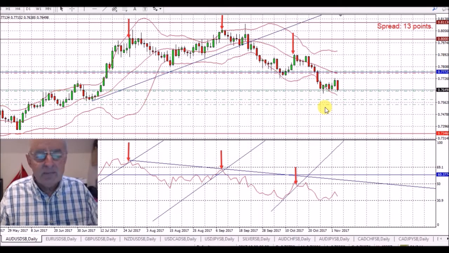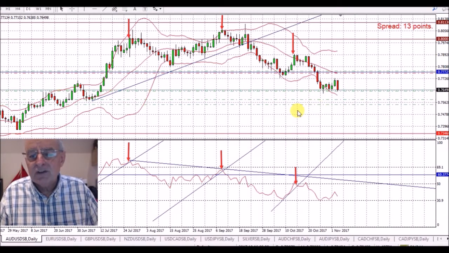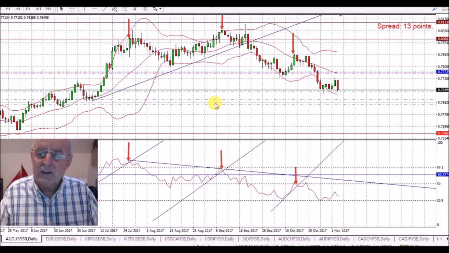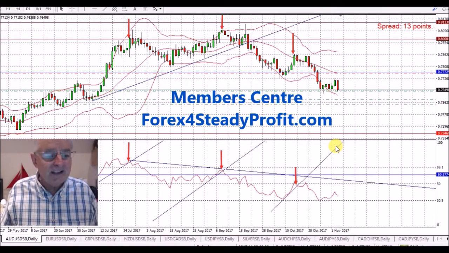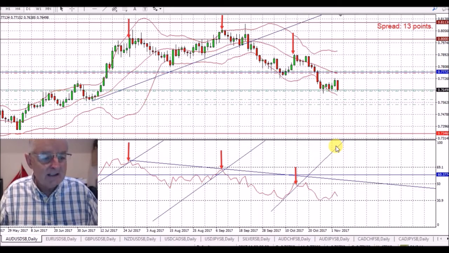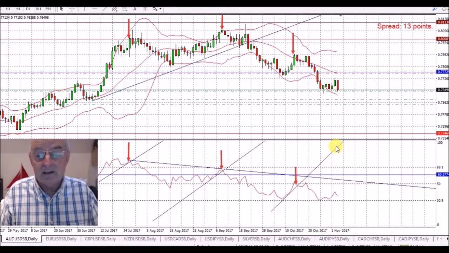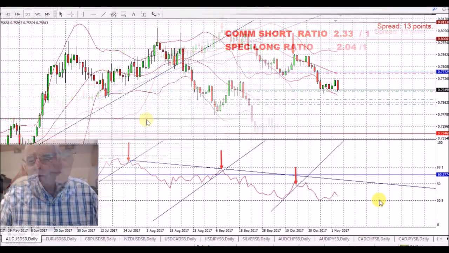On the members center, I do a divergence chart. I've got a divergence calculator which I use on the crosses, and the crosses give us a slightly better result, I believe. But anyway, that's the way I use the CFTC and the RSI combined to give me my entry positions. And we'll be looking at that over the coming week.